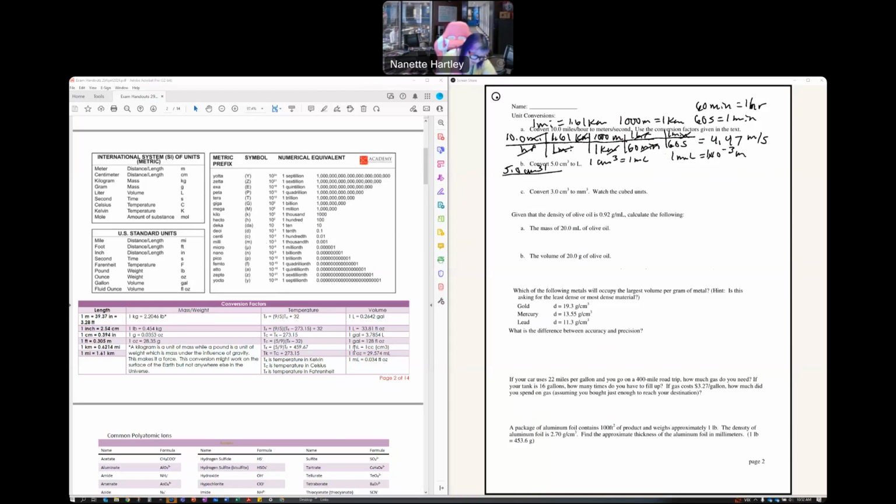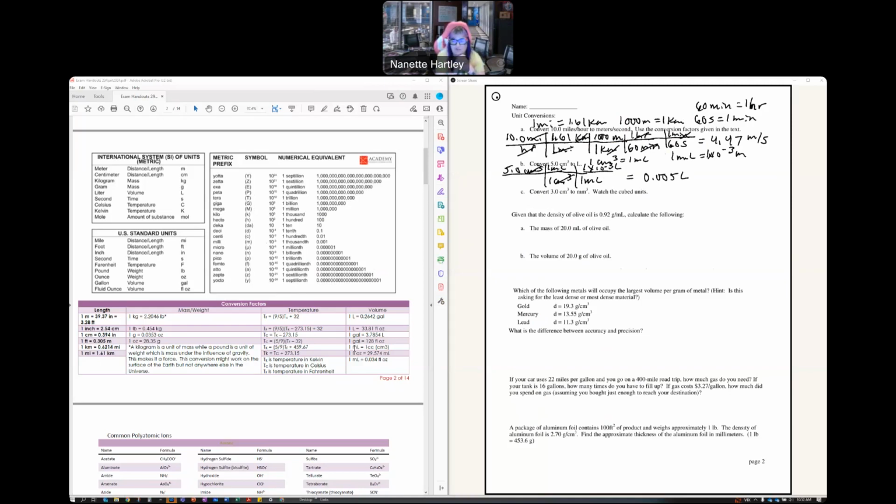I'm going to take my 1 centimeter cubed, it's 1 milliliter, and that means that I'm now in milliliters. And I know that 1 milliliter is 1 times 10 to the minus 3 liters. And so 5 times 1 E negative 3 is 0.005 liters. Okay.